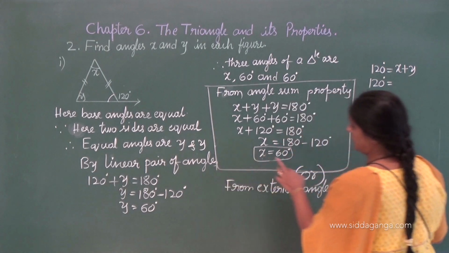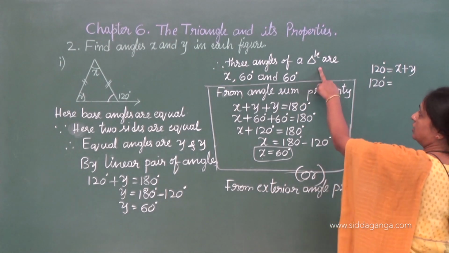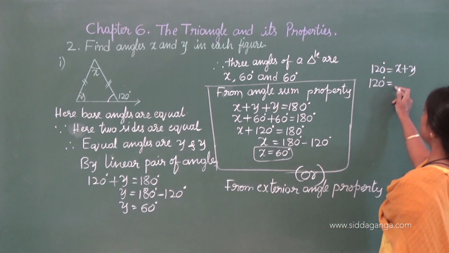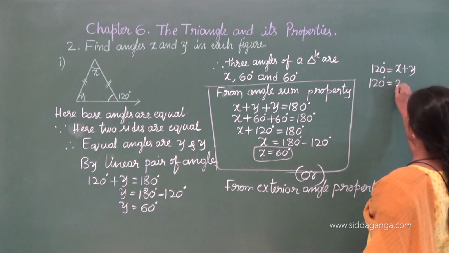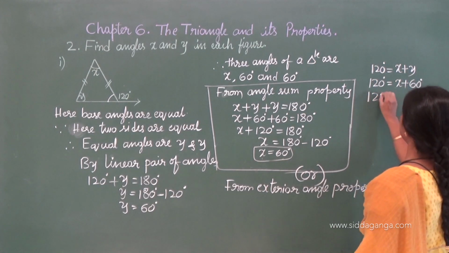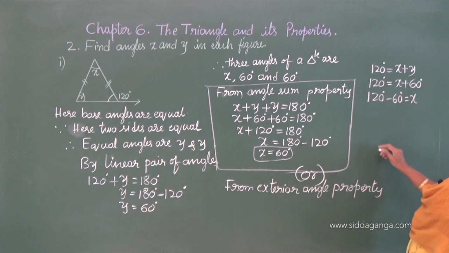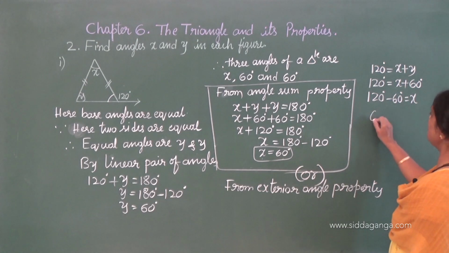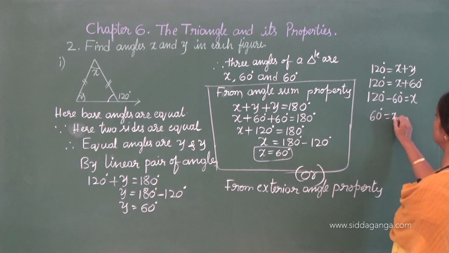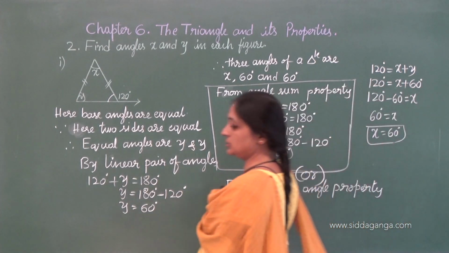So immediately after this we can use the exterior angle property instead of this. Okay. 120 degree is equal to x plus 60 degree. 120 degree minus 60 degree, that is equal to x. 120 minus 60 is 60 degree, that is equal to x. Then the value of x is 60 degree. So instead of this, we can use that.